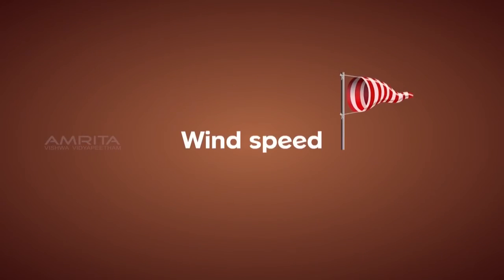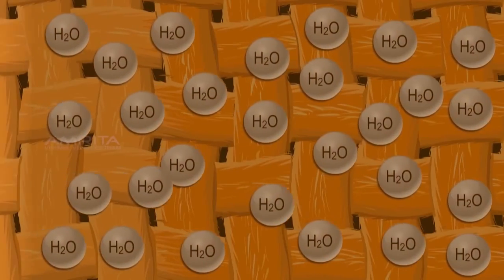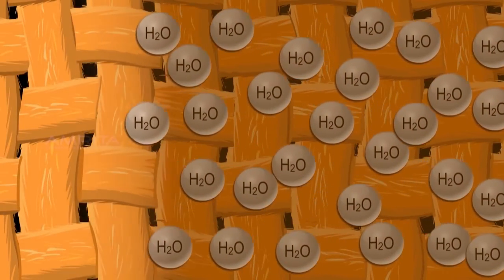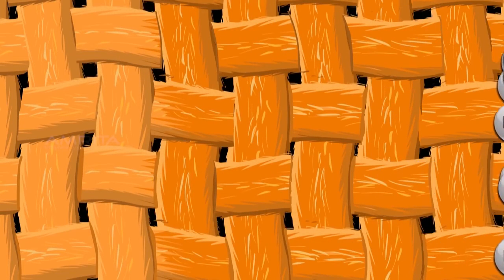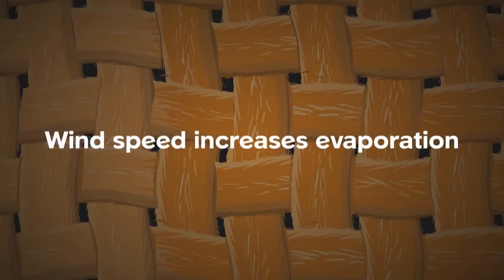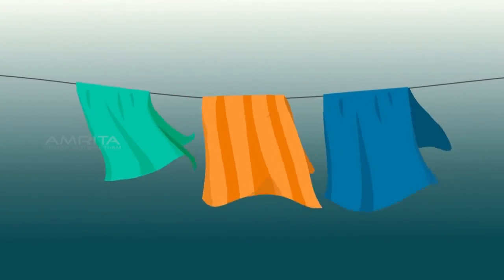Wind speed. These clothes are spread out for drying. As the wind speed increases, the particles of water vapor move away with the wind, decreasing the amount of water vapor in the surrounding. Wind speed increases evaporation. Hence, on a windy day, clothes dry faster.